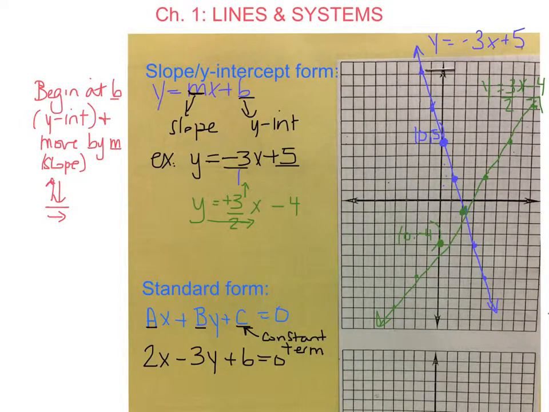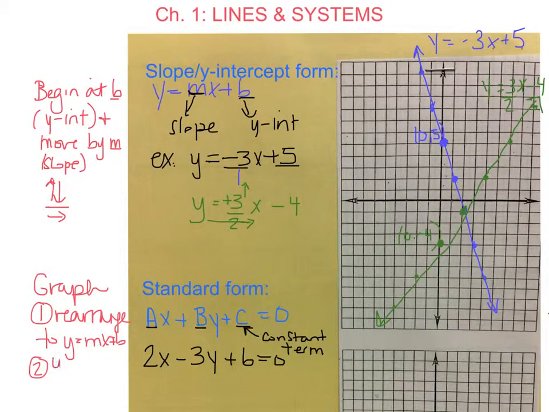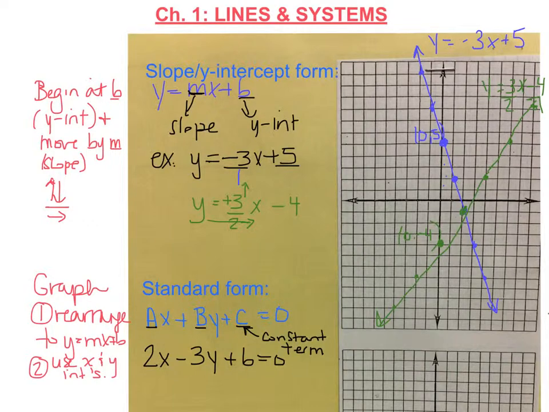If we wanted to graph from standard form, we could do one of two things. So to graph, we could choose to rearrange, which means we would rearrange to y equals mx plus b, and we'll talk about how to do that in a moment. Or you could choose to use x and y intercepts. Those are the two ways of graphing from standard form. One of those ways isn't necessarily better than the other way. It just depends on the coefficients of x and y, whether it's going to be easiest to rearrange or easiest to use x and y intercepts. They both will work.